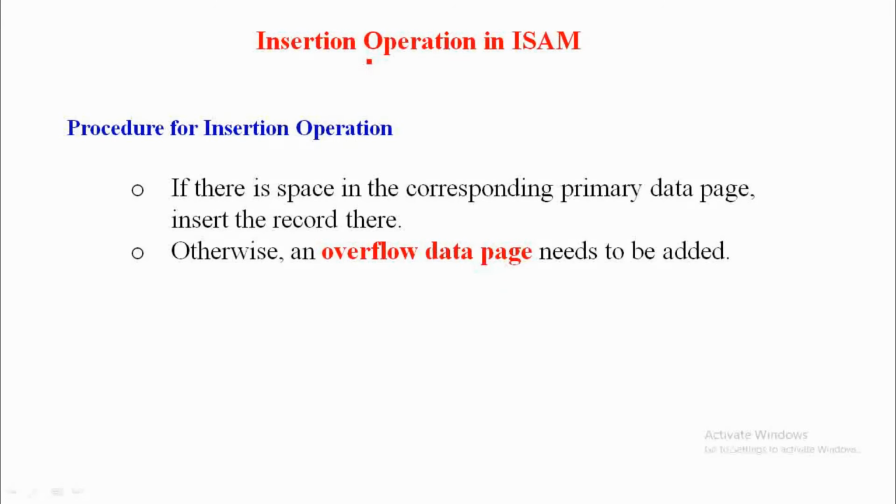Let's now discuss how insertion operation is performed in an ISAM tree. Whenever an insertion operation is performed, to insert a record into an ISAM tree, first the corresponding leaf node in which that record is going to be inserted needs to be identified. If there is space in that leaf node, then insert the record there. Otherwise, create an overflow page, then insert that record into that overflow page.